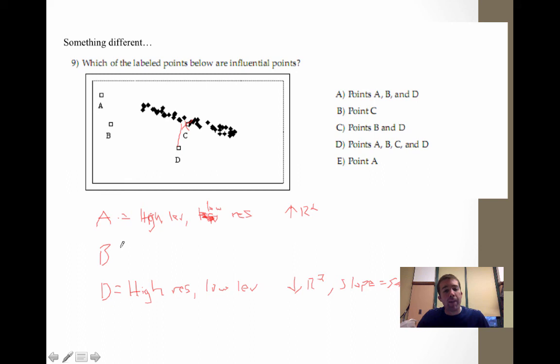And then B is high leverage, and it's going to increase our slope, because this is a negative slope. By changing our line, it's going to tilt our line more towards the positive direction, so the slope will be less negative, and we are going to decrease our r squared. This will be a lot clearer on your quiz.